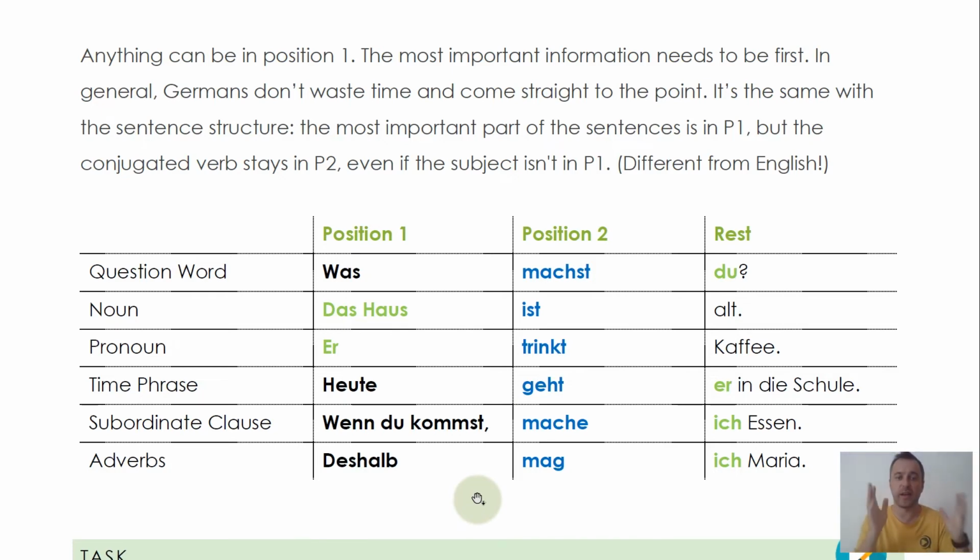So you can see here everything can go in position 1 and the subject goes behind the verb if anything else than the subject is in position 1, and only an entire clause needs to be separated by a comma. Anything else, no comma at all.